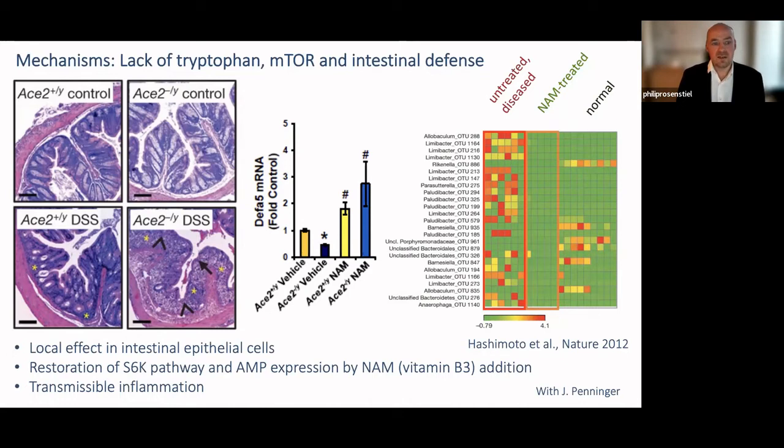And this inflammation is also transmissible and can be overcome if you bring back nicotinamide, NAM, as one of these metabolites downstream of tryptophan. Tryptophan is an essential amino acid into these epithelial cells. This restores the antimicrobial peptide expression, restores the S6 kinase pathway, mTOR pathway in these epithelial cells. And this then brings back also the microbial homeostasis here.